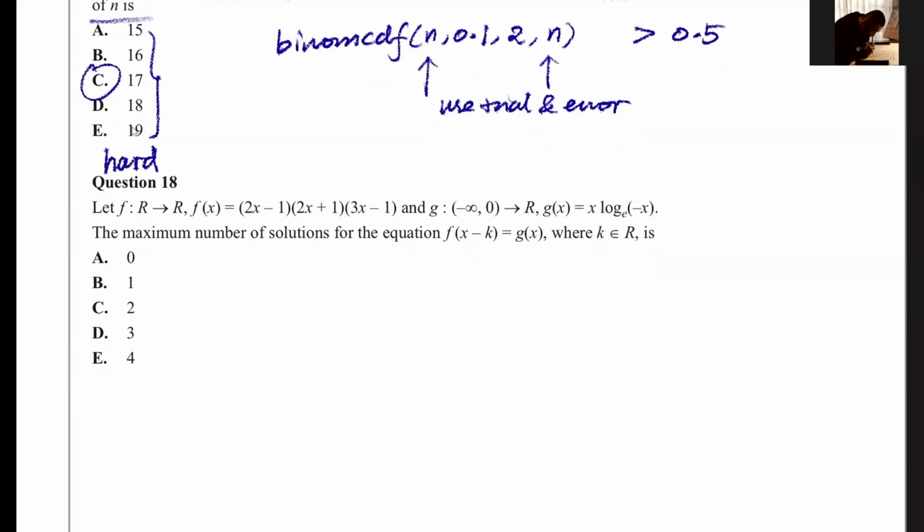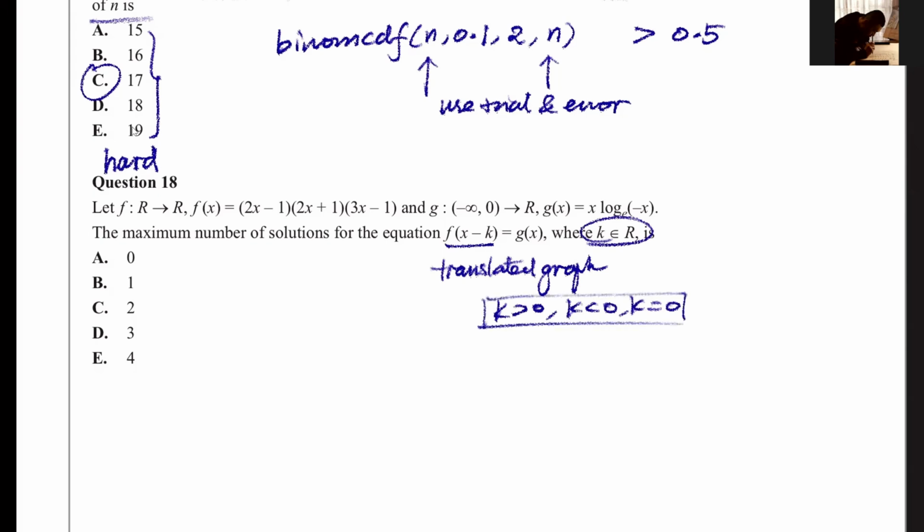And we want the maximum number of solutions for the equation f of x minus k equals g of x. So this is a translated graph. And this k can be greater than 0, less than 0, or 0, okay? So we just see that different values of k will have some sort of effect on this one. And we have g of x here. Now, I'm going to demonstrate a slider use on my CAS calculator.